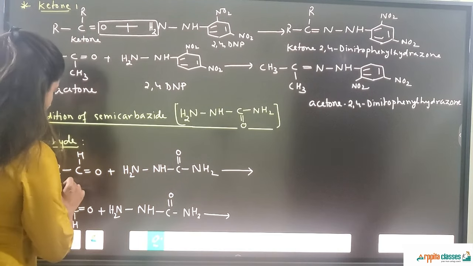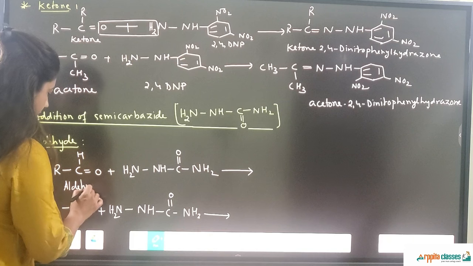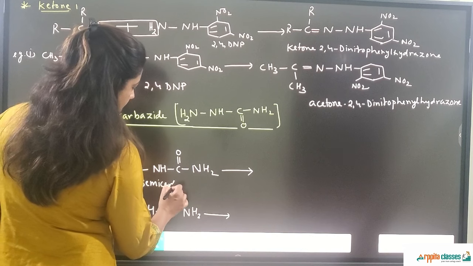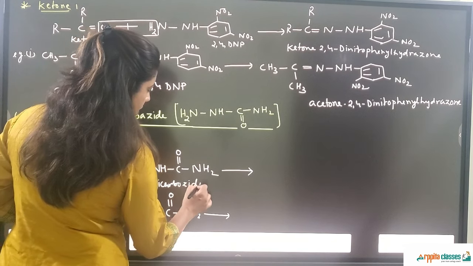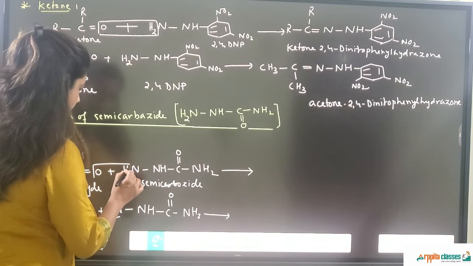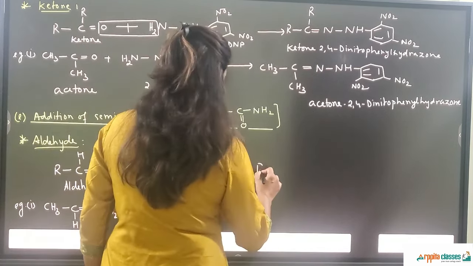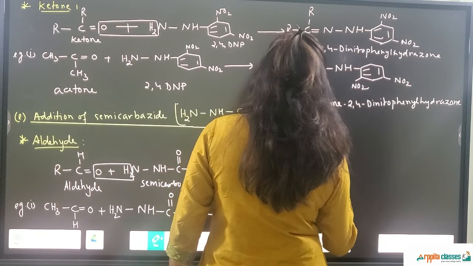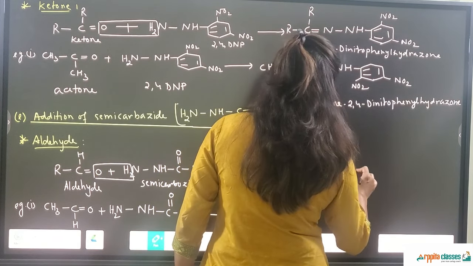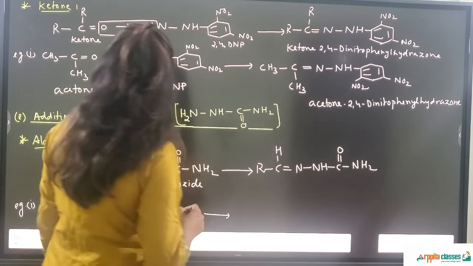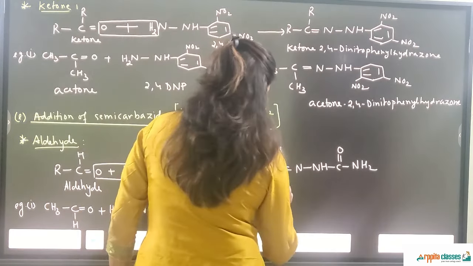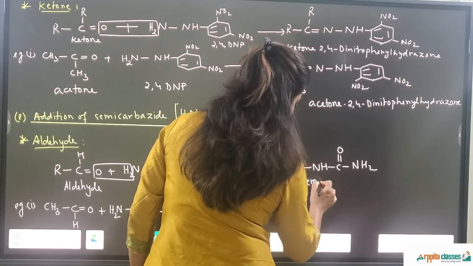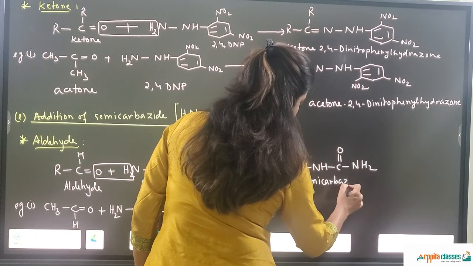So now, this is your aldehyde. This is semi-carbazide. The product will be semi-carbazone, okay? Same concept, remove H2O, combine the rest of the part. And here, the name of the product is semi-carbazone. Since you are getting it from aldehyde, the name will be aldehyde semi-carbazone.